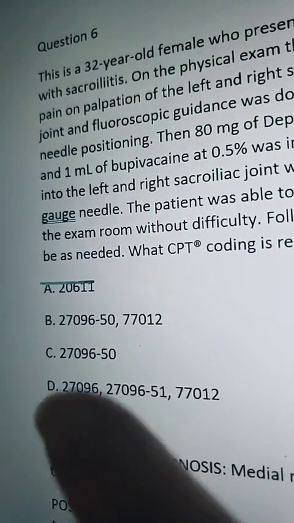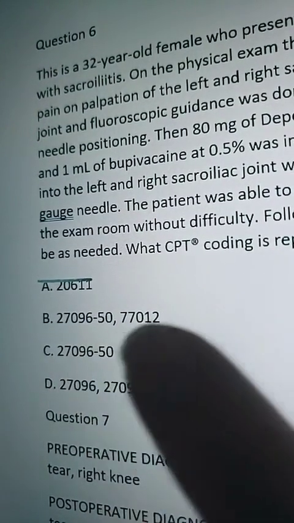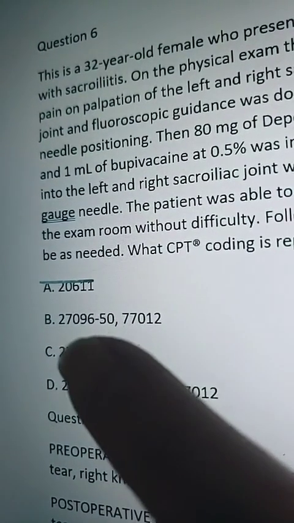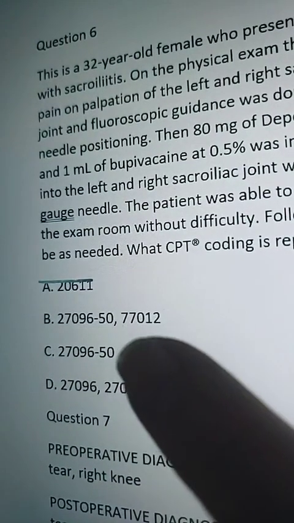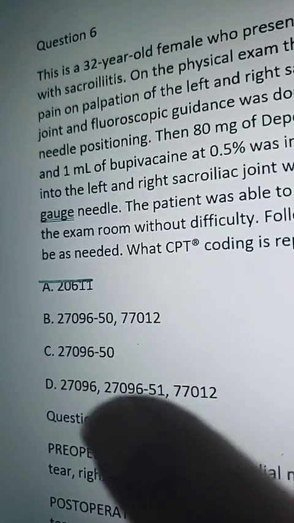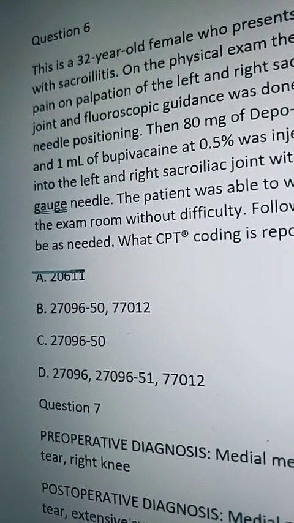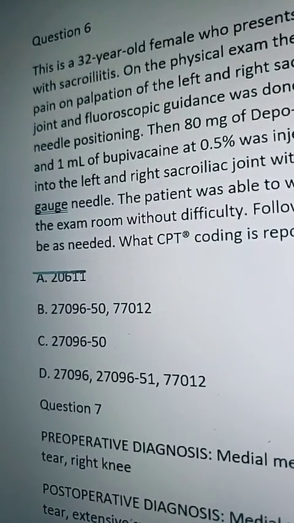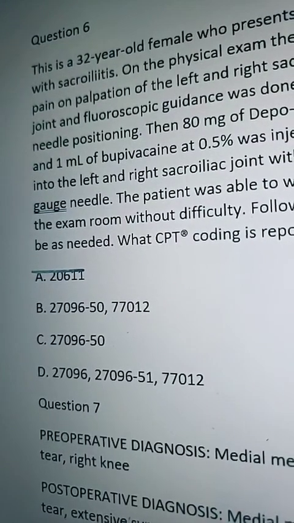We need to see if that code is going to need the radiological to go along with it. So let's go on and go to that code, even though it's in all three. We need to know if we can add a modifier to it or if we need to add radiology to it. So 27096, and the only way we'll find it is in the parenthetical notes. 270, right? Yep. 270.